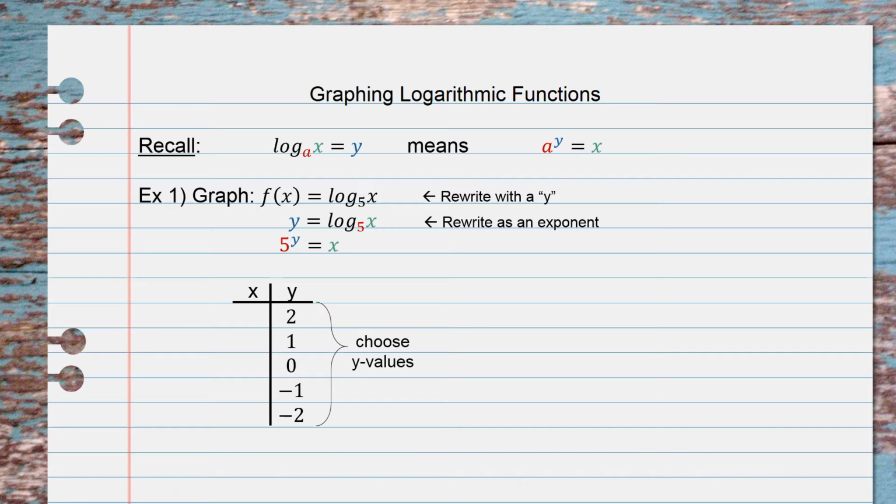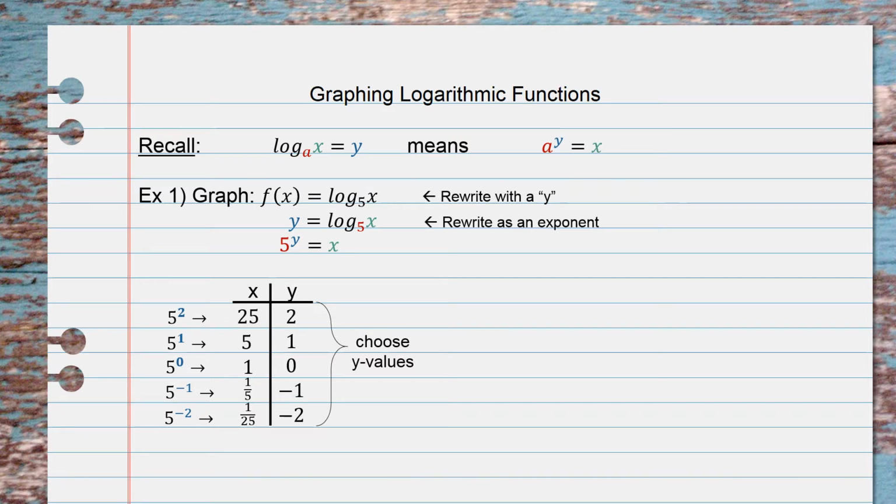From here, we plug the values in. So 5 to the second power, well, that gives us 25. 5 to the first power is 5. 5 to the 0 power is 1. 5 to the negative first power, well, remember, a negative exponent means reciprocal. So 1 over 5 to the first, which is 1/5. And now we have 5 raised to the negative second power. Again, the negative exponent means reciprocal. So 1 over 5 squared, which gives us 1 over 25.